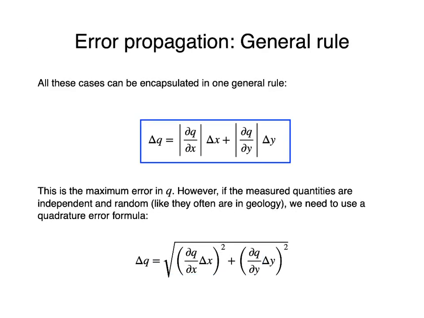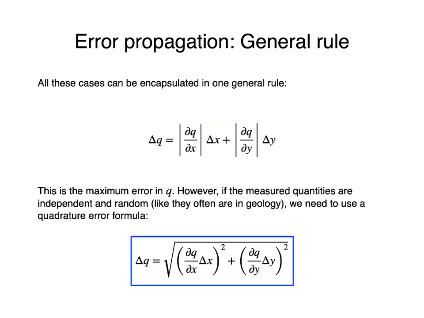All these cases are summarized by this equation. The uncertainty in Q is equal to the partial derivative of Q with respect to x, times the uncertainty in x, plus the partial derivative of Q with respect to y, times the uncertainty in y. This is the maximum uncertainty in Q. It assumes the errors are correlated.